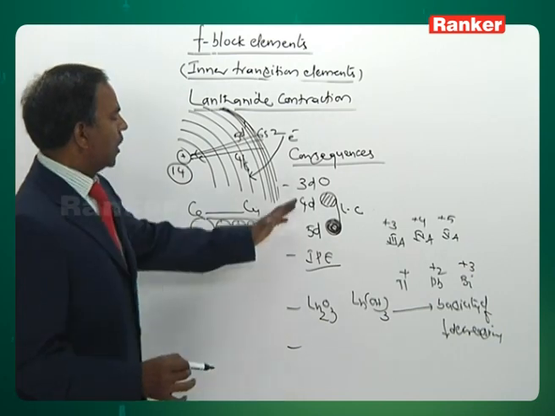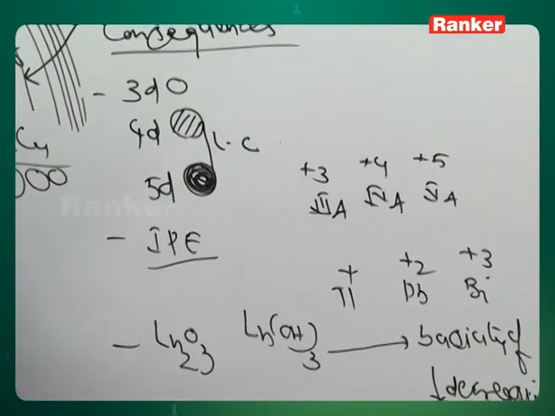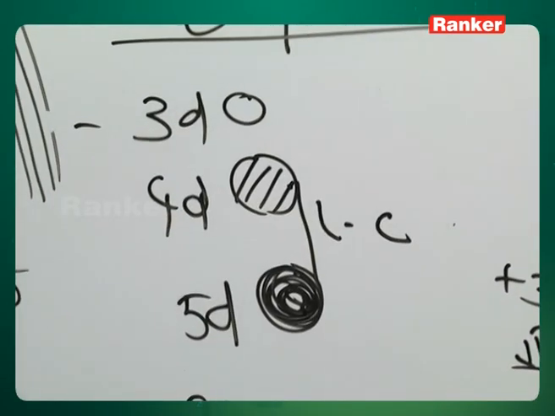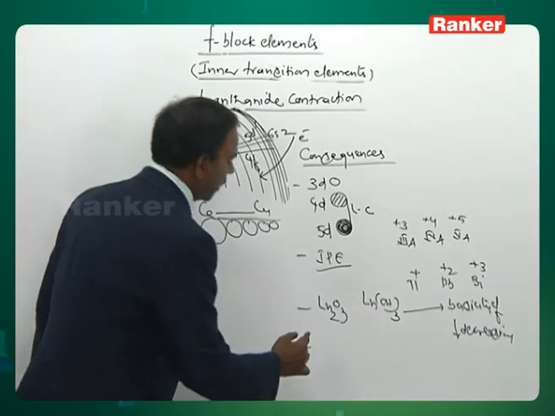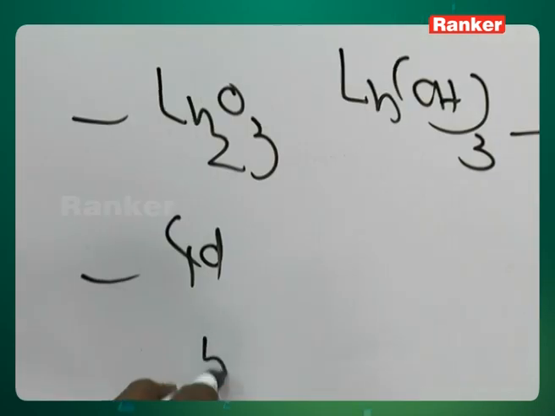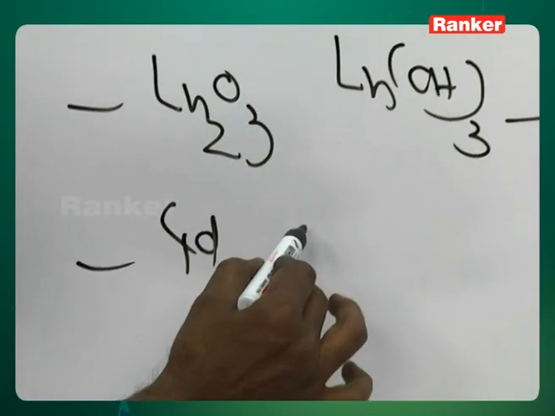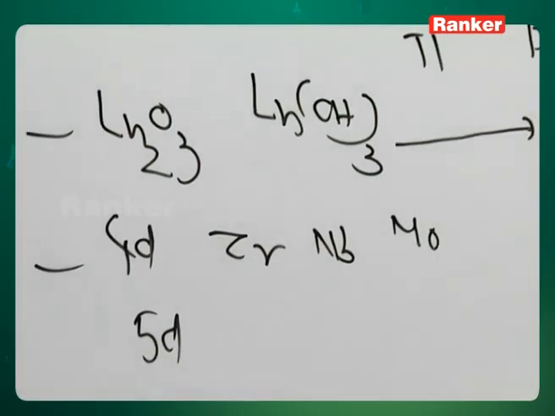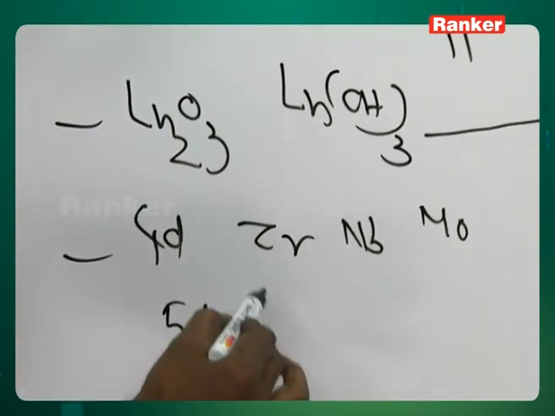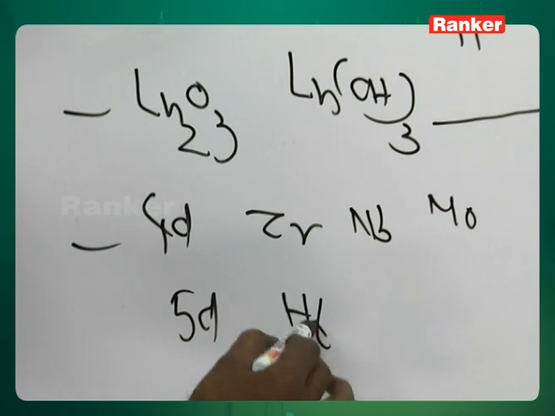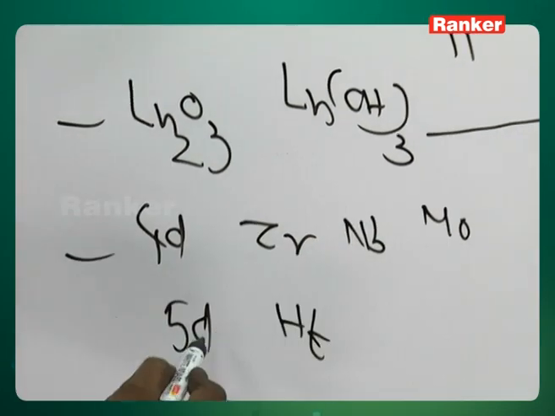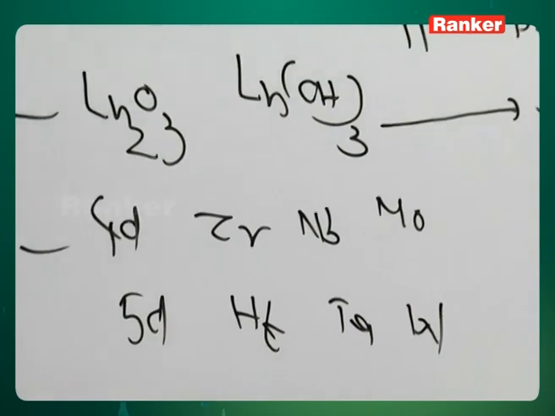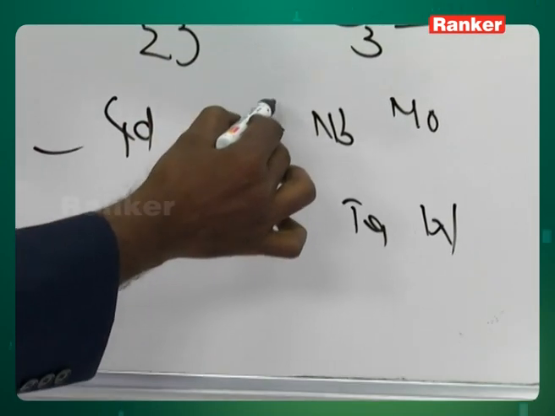Next, once we conclude that 4d and 5d elements have more or less the same size, most of the 4d and 5d elements are available in the same mineral and show many similarities. Consider 4d and 5d elements. Among 4d we can take zirconium, niobium, molybdenum, a few elements I am showing. Next, come to 5d. After zirconium there is hafnium, then tantalum, and you can also consider tungsten.